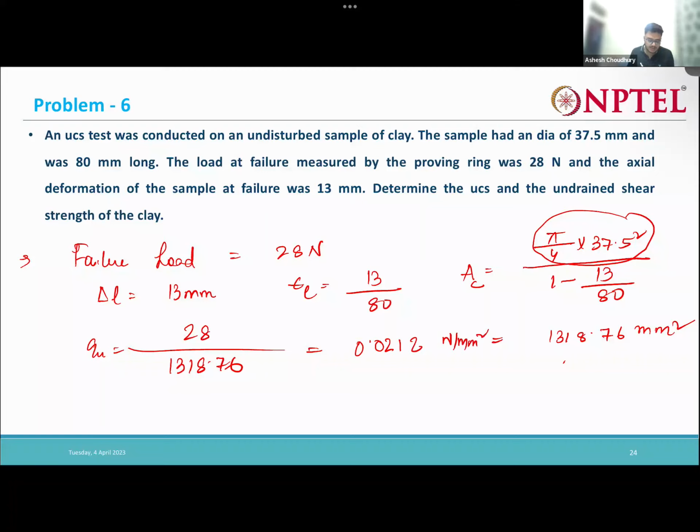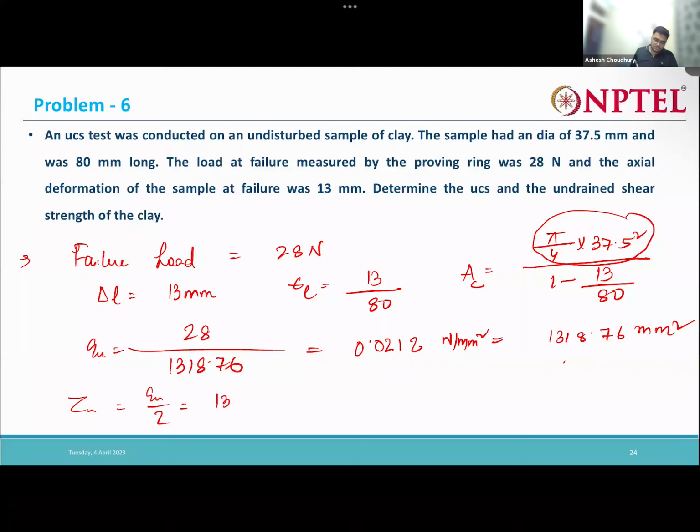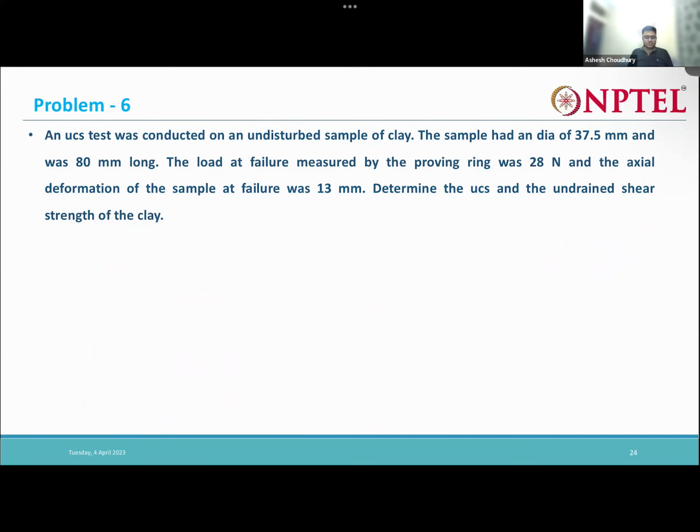So if this is the UCS, what will be my undrained shear strength? Half the value, yes, half the value. Q by 2. So 0.0212 divided by 2 gives 0.010106 ton per m square. Okay, simple.